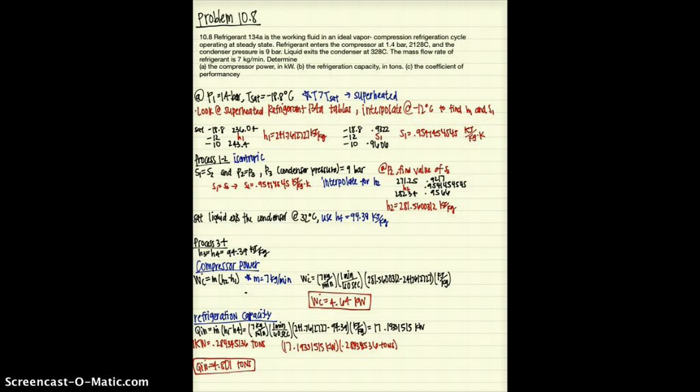Finally, we compute the coefficient of performance. The coefficient of performance is equal to Qin divided by the work of the compressor. The coefficient of performance is 3.7 and is a unitless answer.